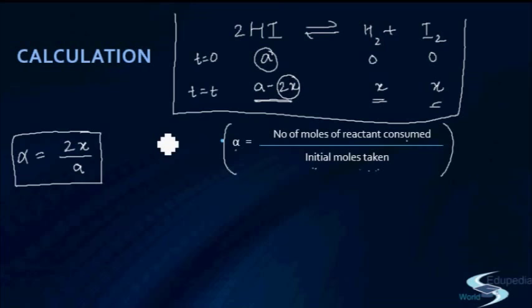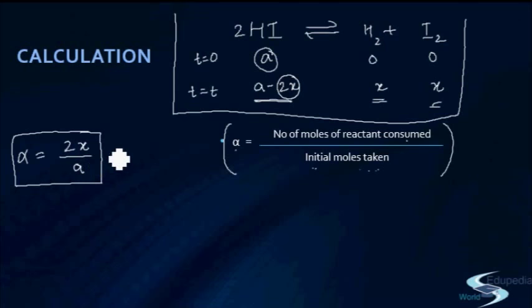Okay, so what's the use? One use over here is that instead of writing concentration or moles at any given time t, or even at equilibrium, in terms of moles directly, that is in terms of A and x, we will now learn how to write the moles in terms of alpha, that is, in terms of degree of dissociation. Alright, so alpha is equal to 2x by A.